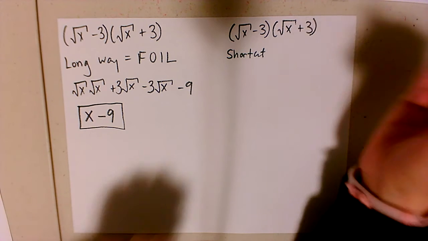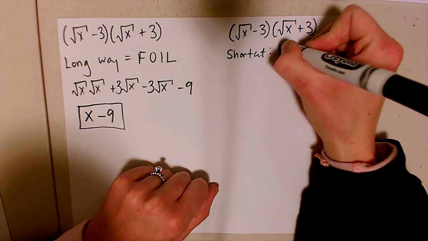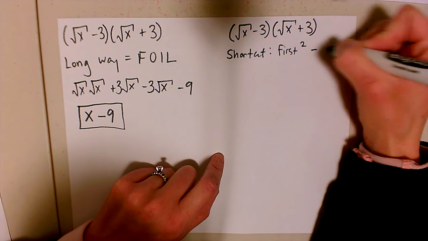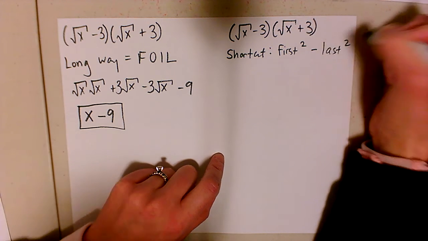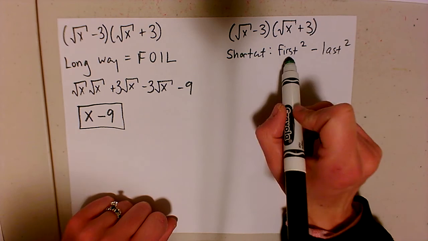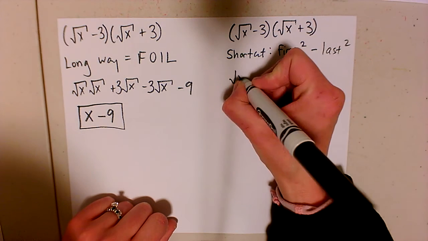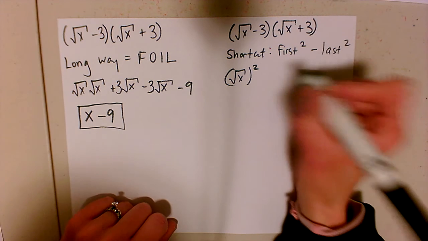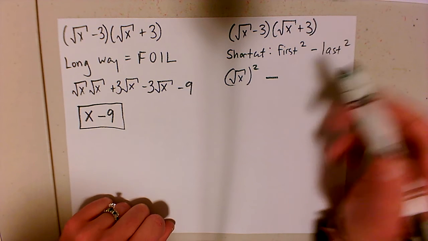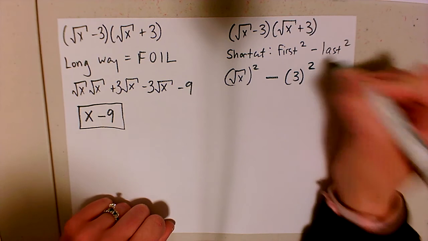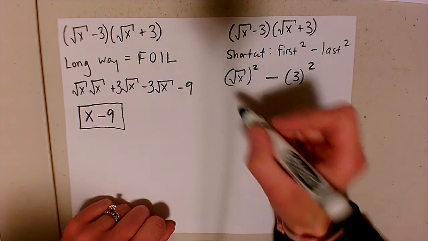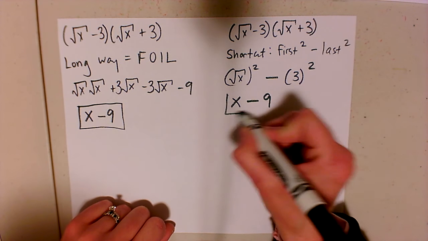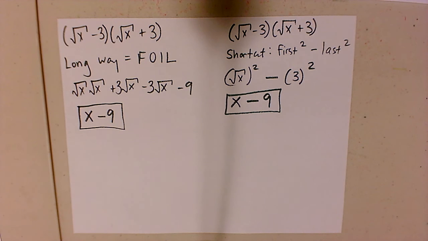So, the shortcut is going to be the first squared minus the last squared, okay? So my first term here is root x, so I would take root x and square it, and then my shortcut says throw a minus in, and then take your last and square that. So my last is 3, and then we square that. So root x squared is just x, and then a minus, and then 3 squared is 9. And that's it, and we're all done, okay?